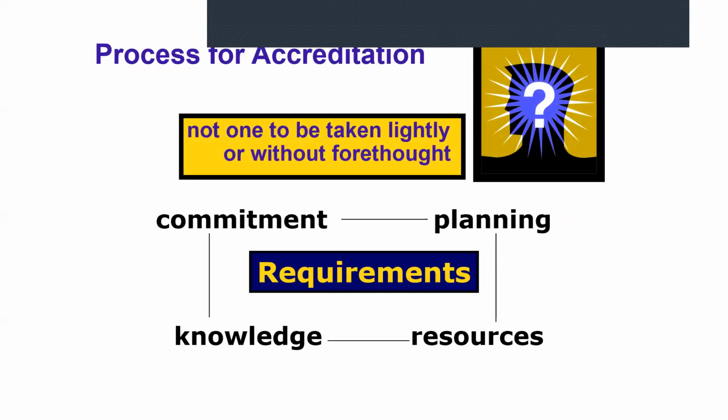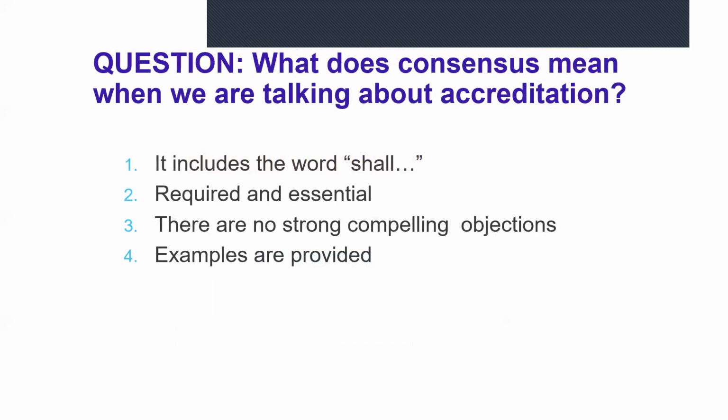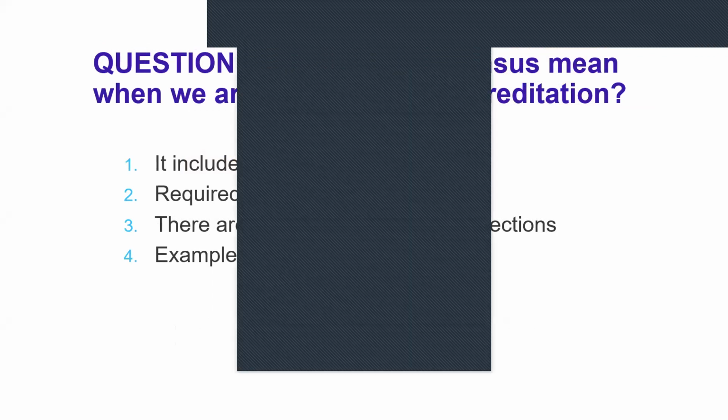So the process of accreditation, obviously, should not be taken lightly. It should be something very purposefully done. It's a commitment. You have to plan about it. You have to have knowledge of what you're doing, and you need to know what resources you have to do it. And it's all the requirements that you need to be able to do that accreditation. So I think this is going to be the last polling question I have from the presentation. This is, what does the consensus mean when we're talking about accreditation?